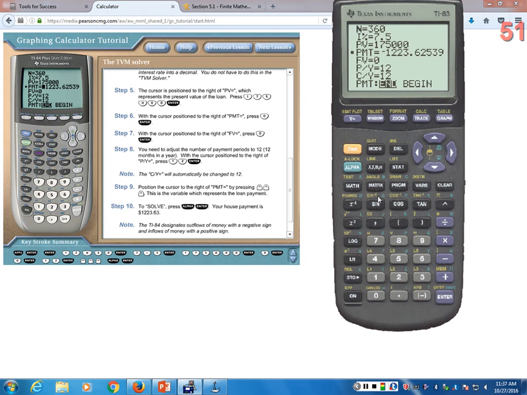At the end, it's not going to do the future value. So I'll go back up and put 0 for the payment.